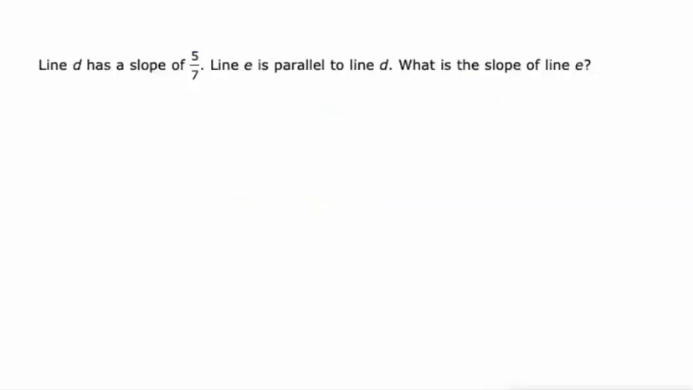Here we go. Line D has a slope of 5/7. Line E is parallel to line D. What's the slope of line E? Well, if they're parallel, then they have the same slope. So line E would have a slope of 5/7. It's that simple. Parallel lines have the same slope.